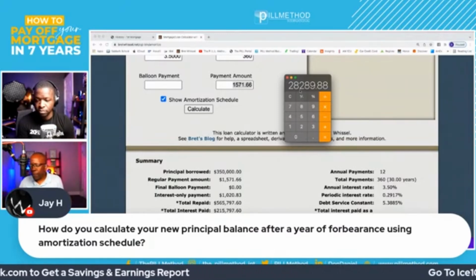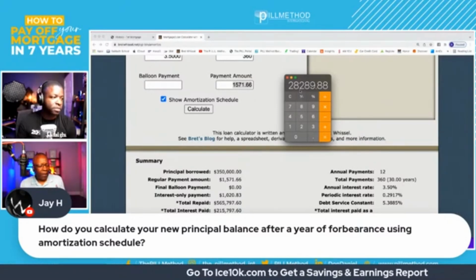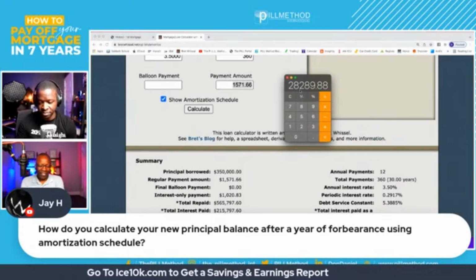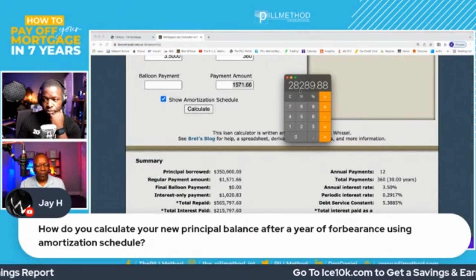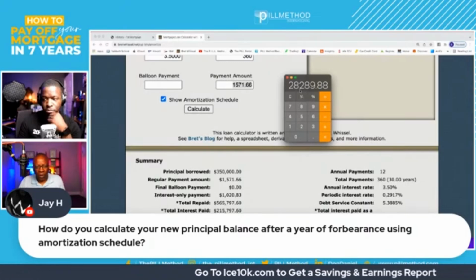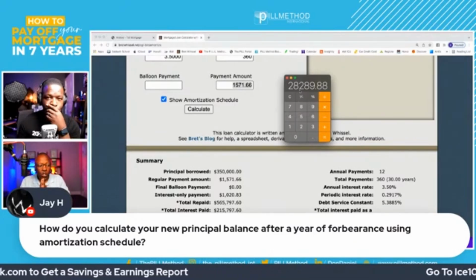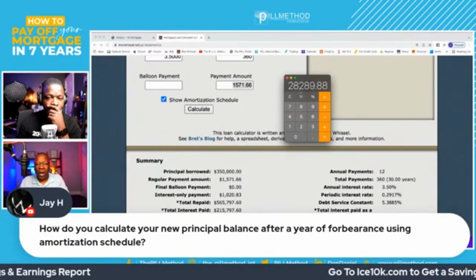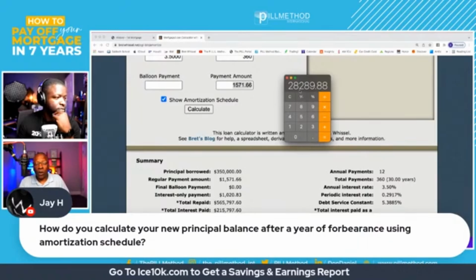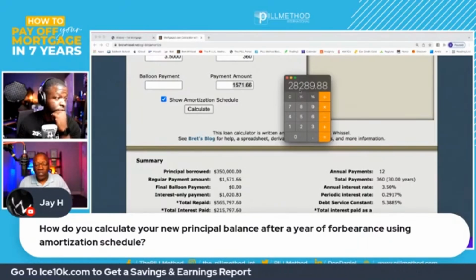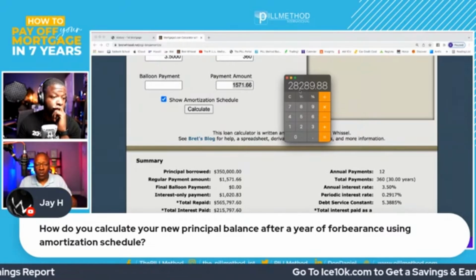Now I'm coming out of forbearance, and I've got 28 grand in the bank that I would have paid to the mortgage, but I didn't. Here's what you want to do coming out of forbearance: put all your payments on the back end. If you went in with 360 payments, you come out with 360 payments. You owe exactly the same amount, and they couldn't charge you interest during that time.